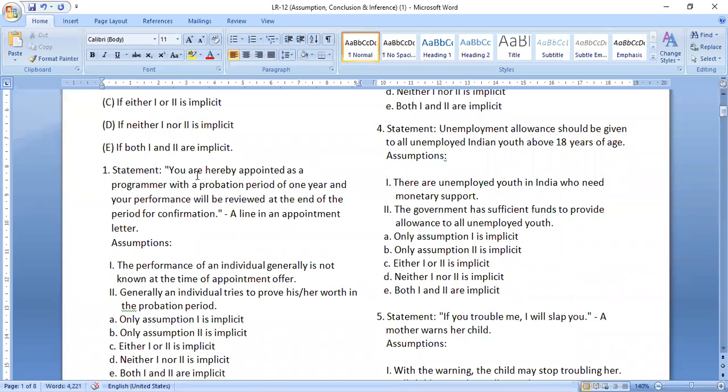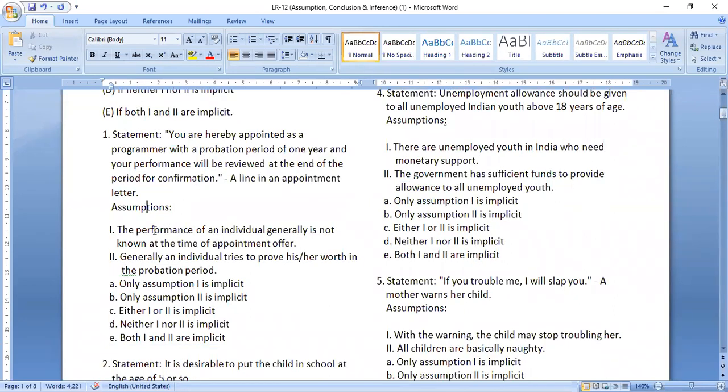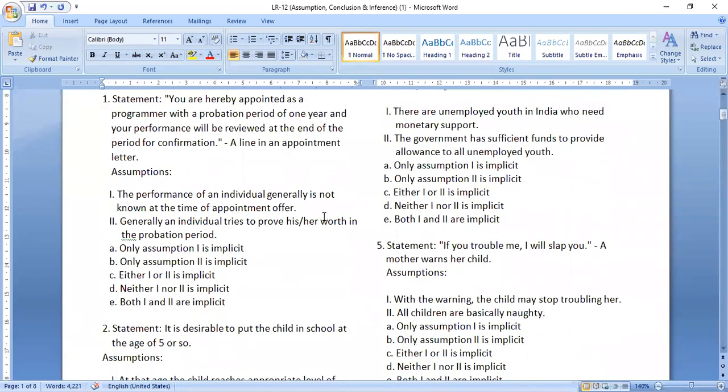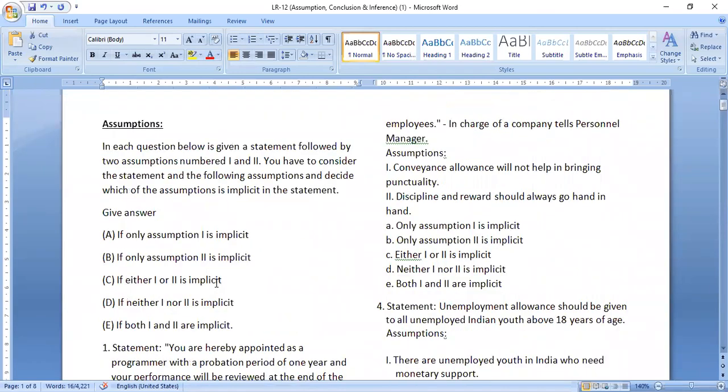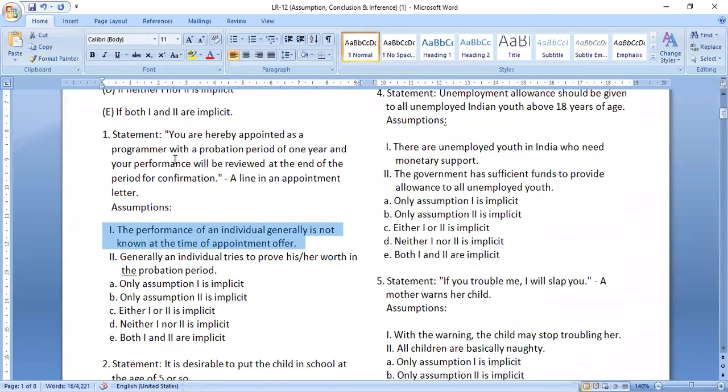Okay, so now let's look at this. You are hereby appointed as a programmer with a probation period of 1 year, and your performance will be reviewed at the end of the period. That's the line from an appointment letter. And so the assumptions: the performance of an individual generally is not known at the time of appointment. Is that implicit in the statement? Yes, sir. It is implicit, right?